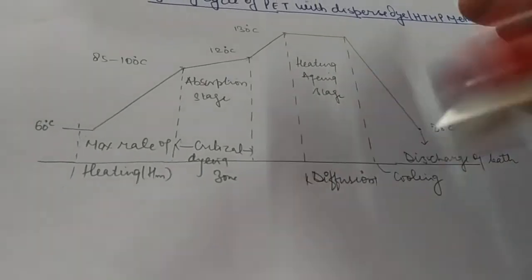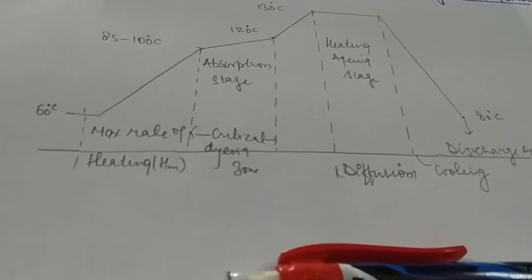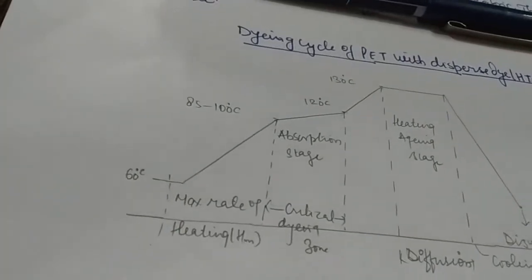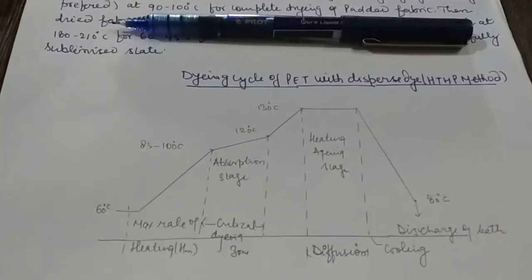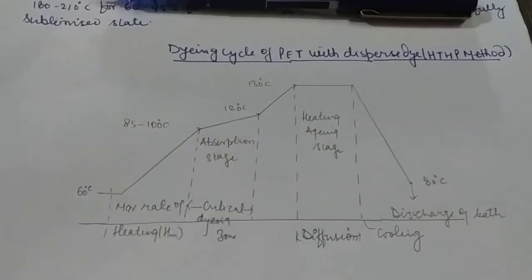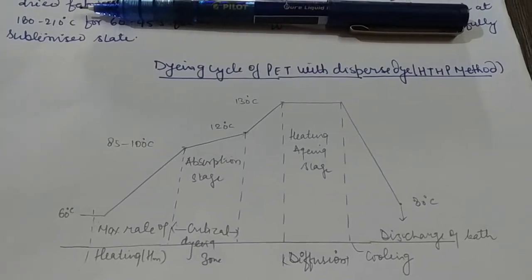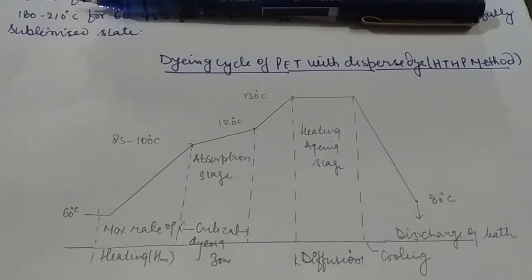So we have discussed the high temperature, high pressure method of disperse dyeing in this video. This method is one of the most popular and most commercially accepted in the batch-wise process of polyester dyeing.